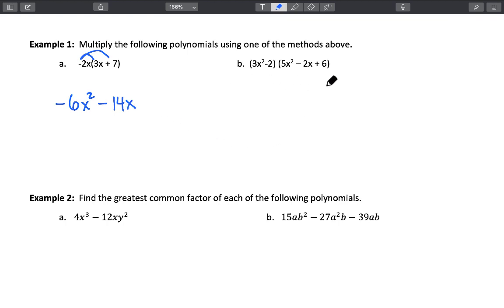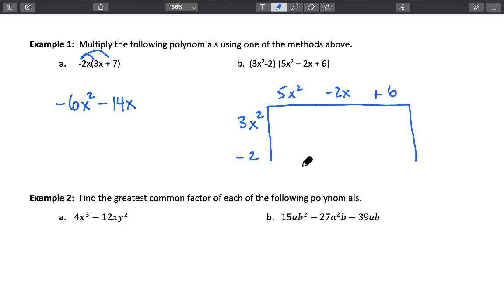Our next one, let's set up our box method. In our first side of our box, we'll let the terms 3x squared and negative 2 go along one edge. And then along the top edge, we'll put our larger polynomial, 5x squared minus 2x plus 6. All right, now we're going to multiply our rows and columns, and then we'll combine our like terms.